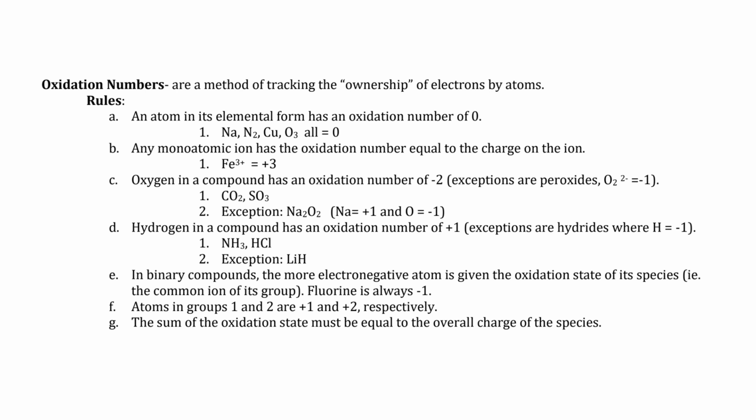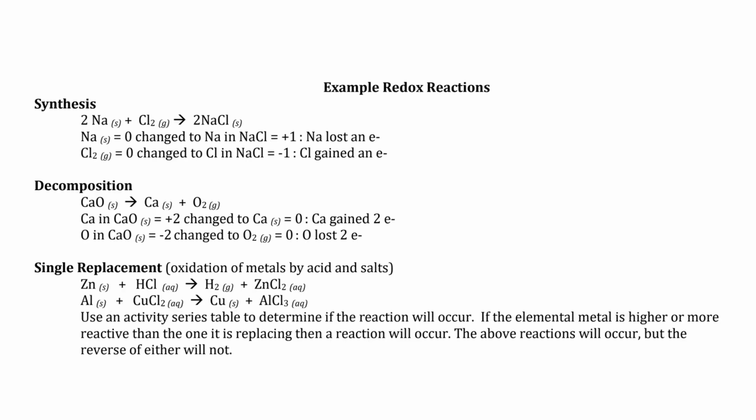Fluorine is always -1. Atoms in groups 1 and 2 are 1+ and 2+. The sum of the oxidation states must equal the overall charge of the species, whether it's 0, positive or negative. These rules we've already gone over before we went to 4.2. So yeah, not too bad.